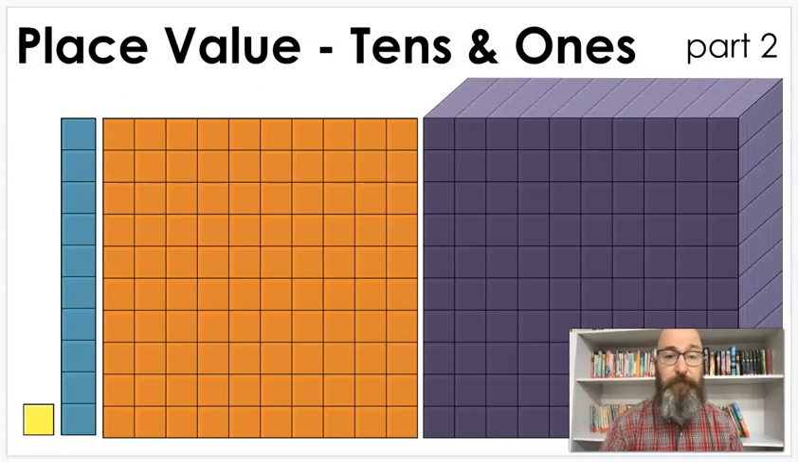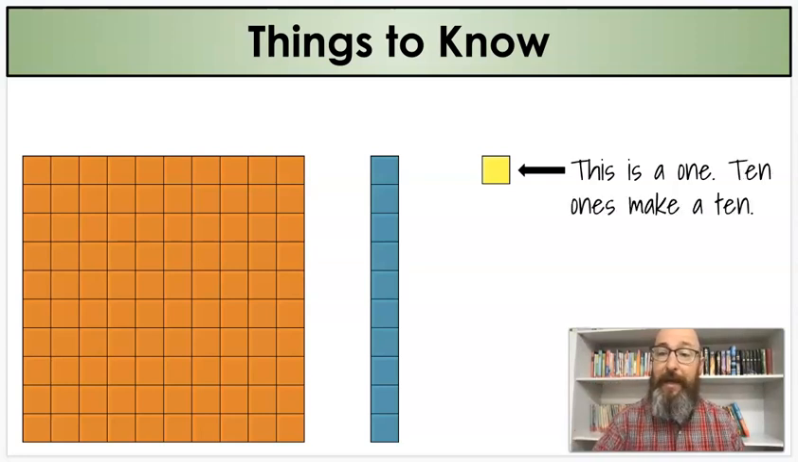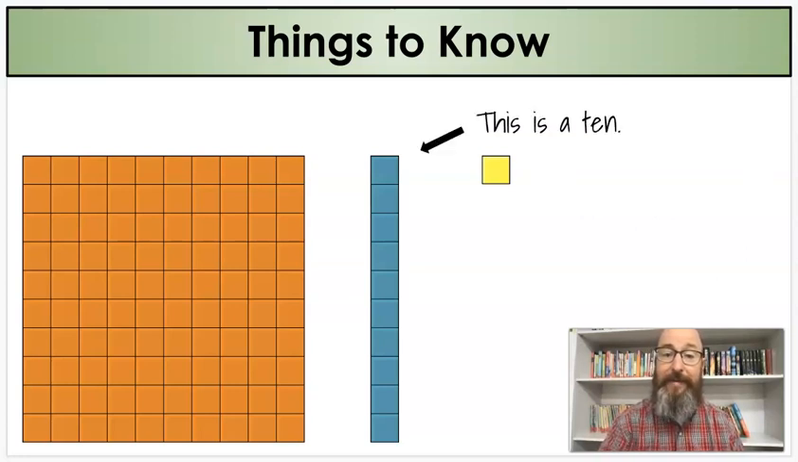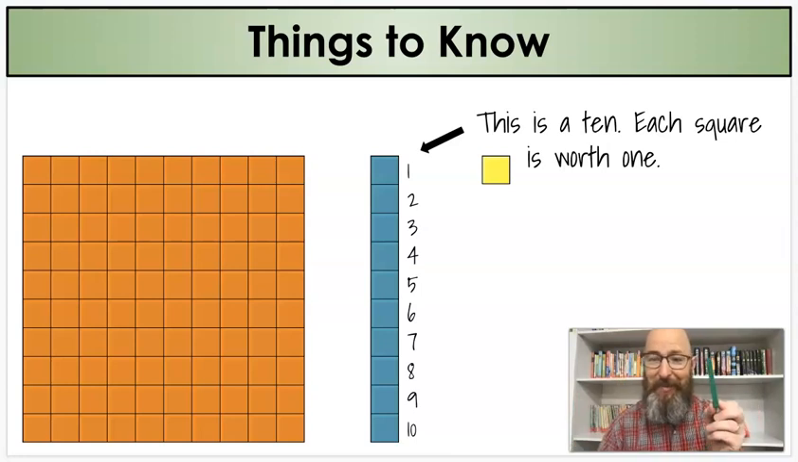So first we have a 1. This is a 1. Now, if you use these in school, you might see these little place value blocks. This is a 1. And 10 ones make a 10, and you can see that right here. This is a 10, and it's got 10 pieces to it. Each square on a 10 is worth 1. And again, if you're using these in school, this is a 10, okay? So we can see all 10 pieces. 1, 2, 3, 4, 5, 6, 7, 8, 9, 10. So that's 10 ones. 10 of these makes 1 of these.